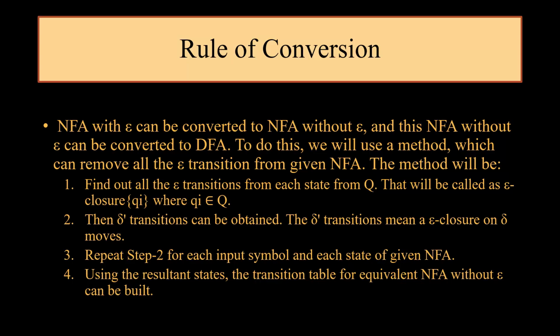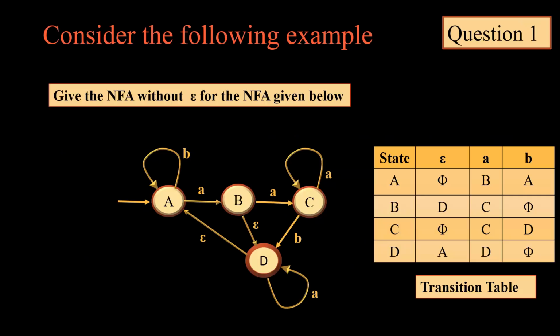As far as the rules of conversion are concerned, we first need to find the epsilon transition for each state, that is epsilon closure. Then we find delta hash transition corresponding to all the epsilon closures. We need to repeat step 2 for each input symbol and for each state, and ultimately the transition table which we get is the NFA equivalent to NFA without epsilon. To start with, first we will draw the transition table. This transition table as such serves no purpose, but it is just for information regarding how many states we have and what is the transition corresponding to each state on A, B and epsilon.